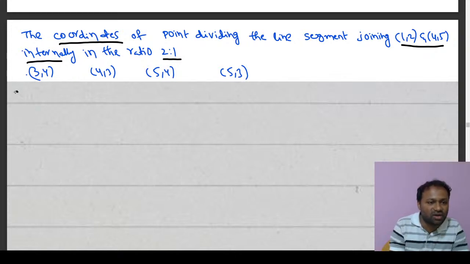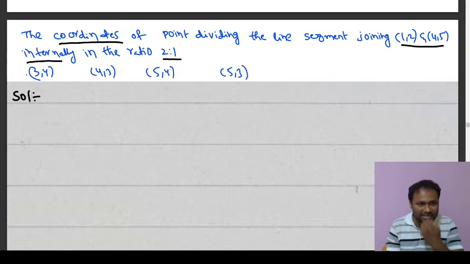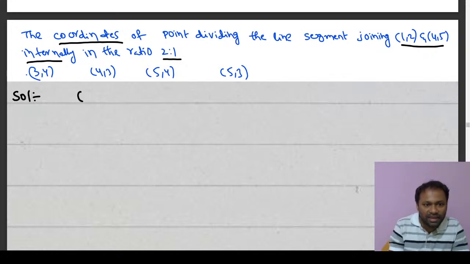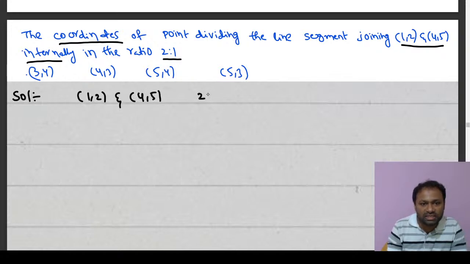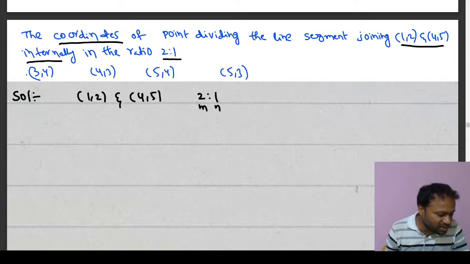Internally, I think you have the formula. What is that formula internally? First of all, what are given? Let us see. Ordered pair 1 comma 2 given, and ordered pair 4 comma 5 given, and the ratio is 2 is to 1. This is m is to n. So what the answer will be, you can check.